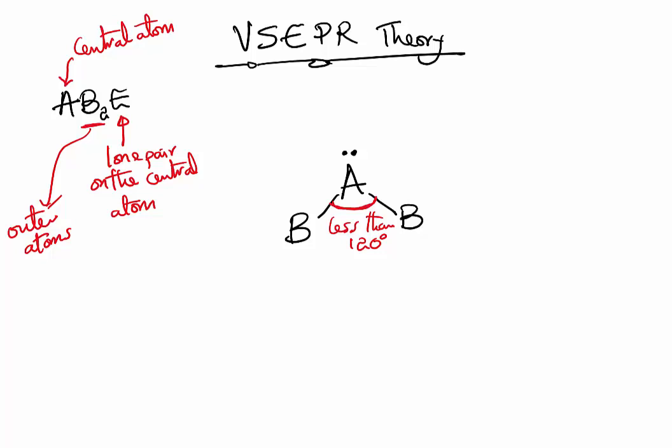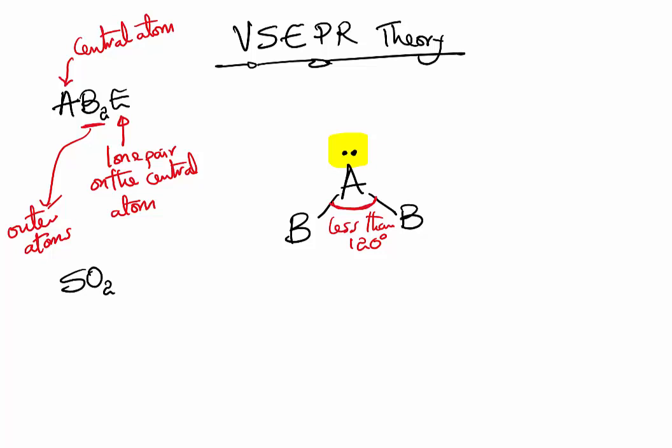However, a lone pair will occupy more space than an atom, because the lone pair is not constrained, and electrons are not only particles, they are waves, so they can spread around. As a result, this angle will be less than 120 degrees. Let us take a look at an example of a molecule like this.